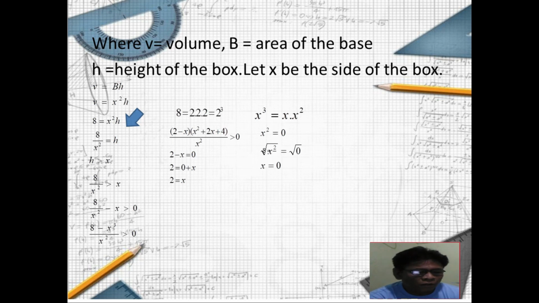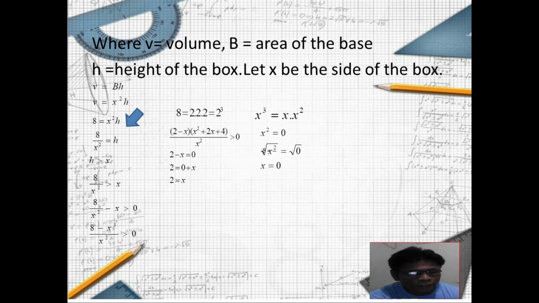Then substitute the h, the height, that is 8 over x squared, greater than x. Then transpose x, and that is negative x, greater than 0. Then transform into a single expression. So x squared multiplied to the x is x cubed, over x squared. Then 8 minus x cubed is the difference of cubes.